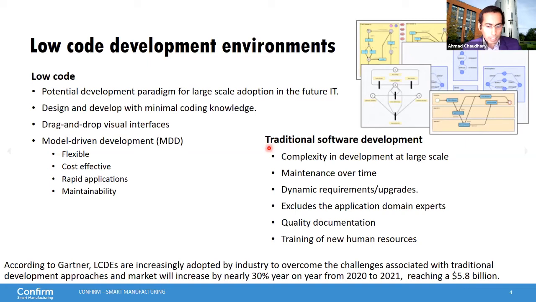The main challenges associated with traditional development approaches are the complexity of development at large scale, maintenance over time, and adaptation to dynamic requirements and upgrades. It also systematically excludes application domain experts from the process. At the same time, the cost of quality documentation and training of new human resources are other concerns for organizations. According to Gartner, the low-code development environment market will increase by nearly 30% from 2020 to 2021, reaching a value of $5.8 billion.